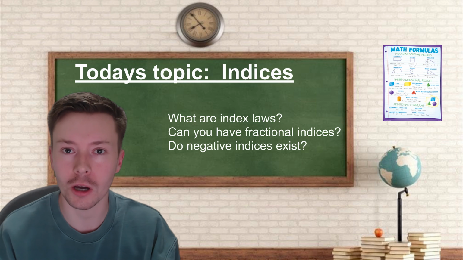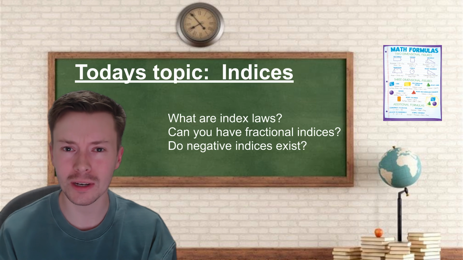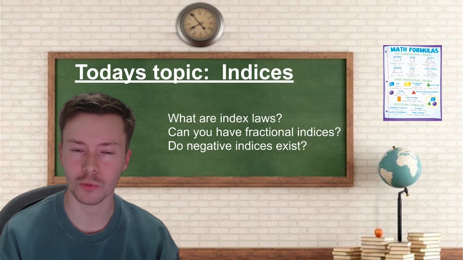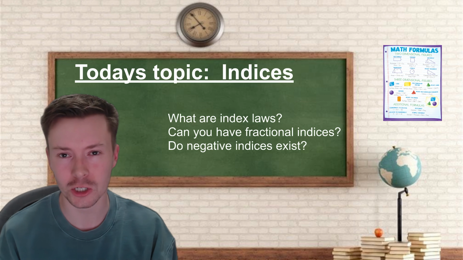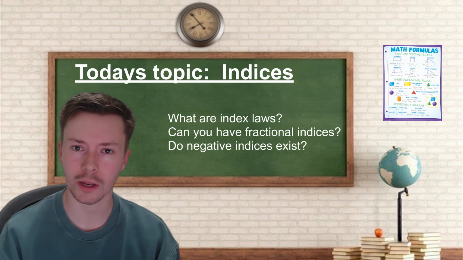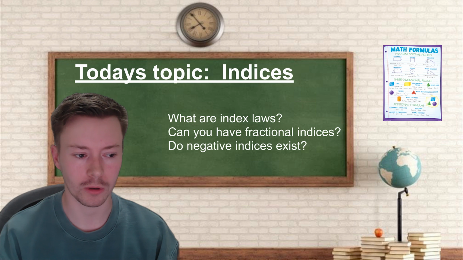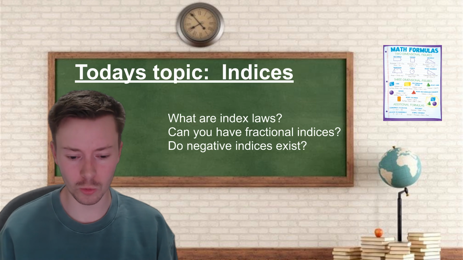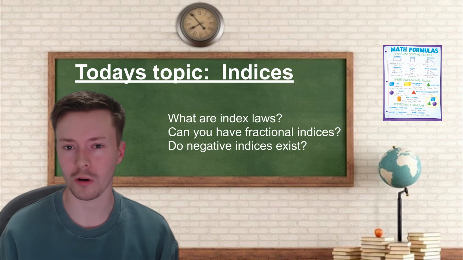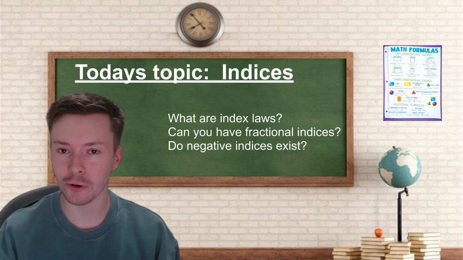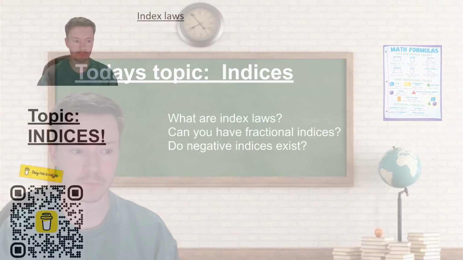Right, so first question really, what are index laws? That's the first thing I'm going to be covering. And then fractional indices, can you have them? Because with some things like ratios, we don't tend to use fractions. You tend to write them as integers, whole numbers, don't you? And then can you have negative indices? Is that a thing? Okay, so we're going to look at them and we're going to see if they do exist, where they come from and why they are what they are.